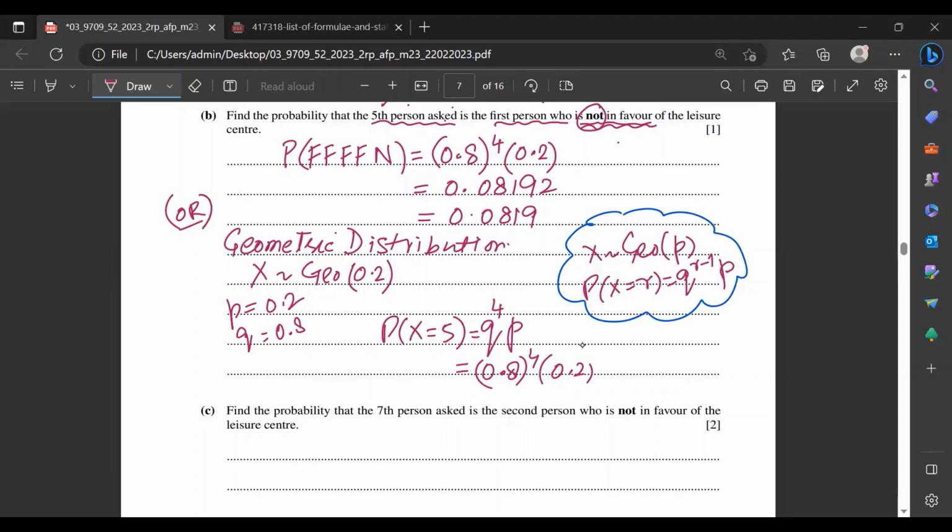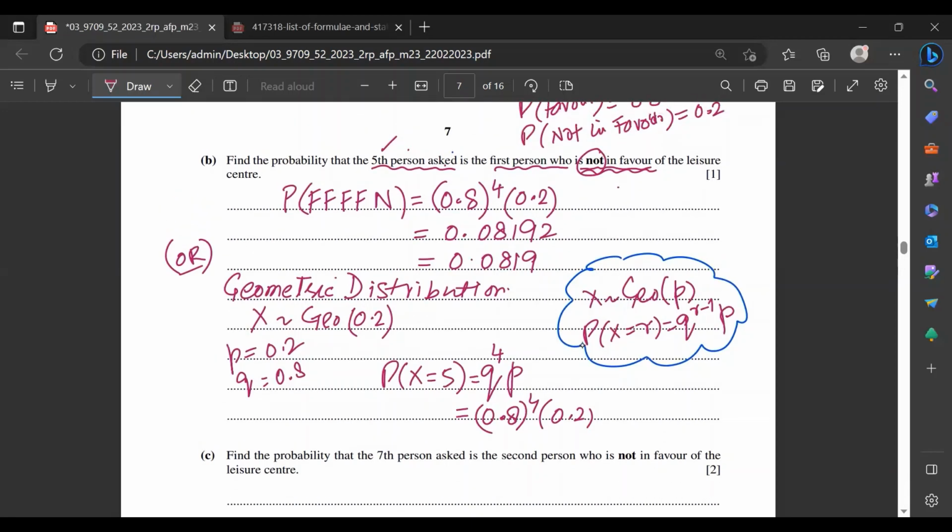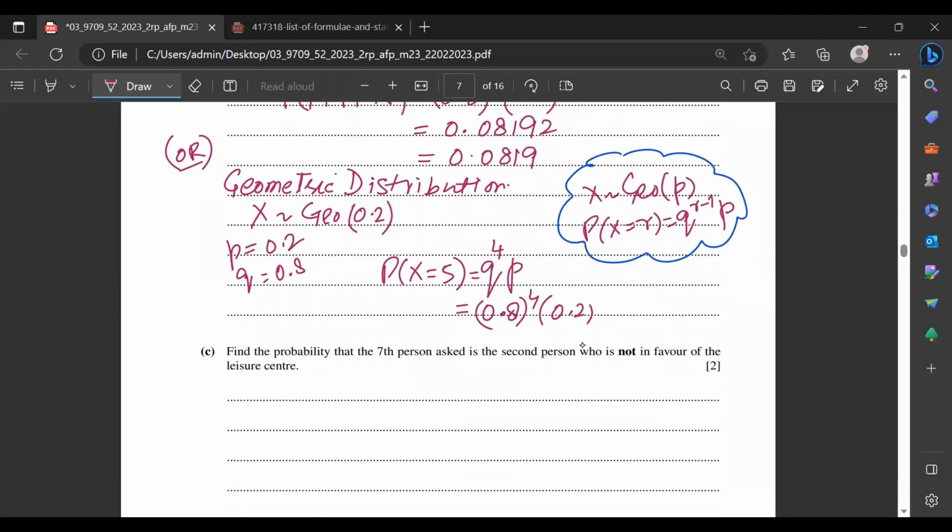You can do it directly, or it's better to apply the geometric distribution, and we need to know what is the success for this. So success is not in favor of the club, leisure center. So p is 0.2 and q is 0.8, and the fifth person asked is the first person who is not in the favor. In this way you can manage the situation, and the answer is the same, 0.8 to the power 4 and 0.2 multiplied, 0.0819. 0.0819 is the answer. Both methods are valid.